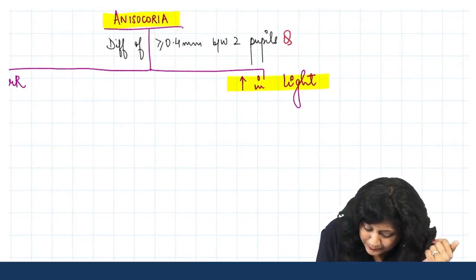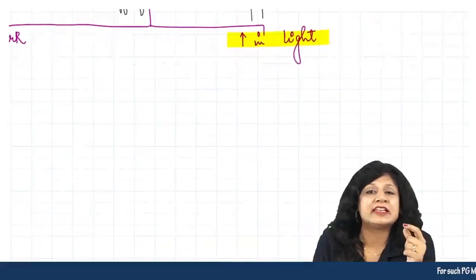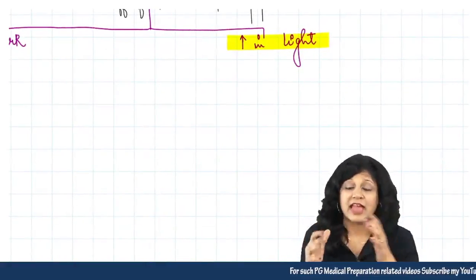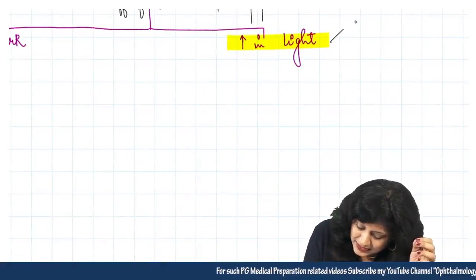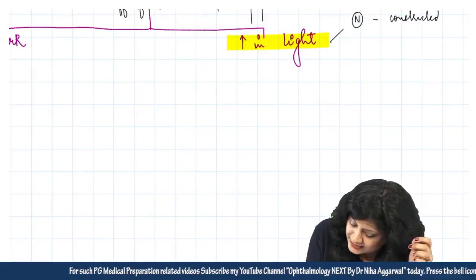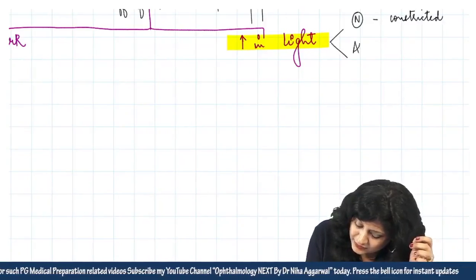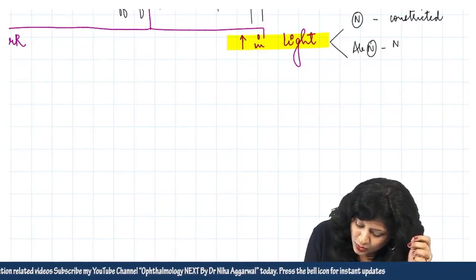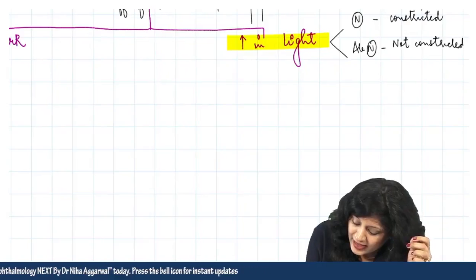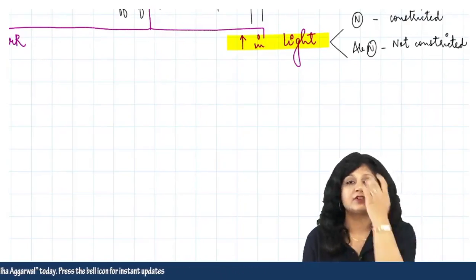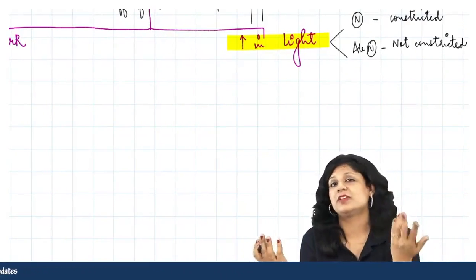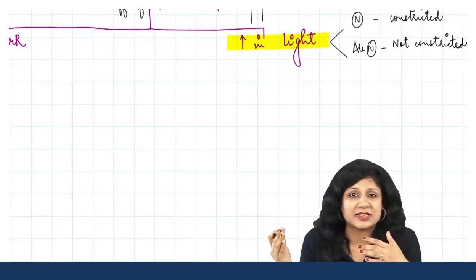So first see if it is increasing in the light. Anisocoria increasing in light means that the normal pupil is constricting when it is facing the light, but the abnormal one is not constricting. So when there is anisocoria and the light is shown, the normal one constricts even more and the abnormal one does not constrict. Obviously this will increase the difference in size and we will have more anisocoria.